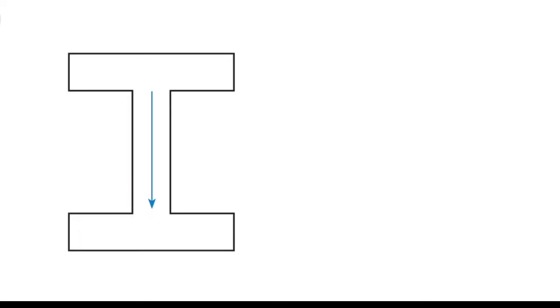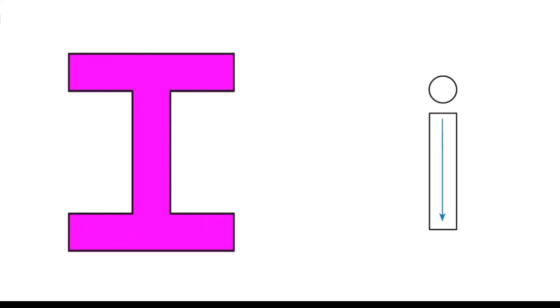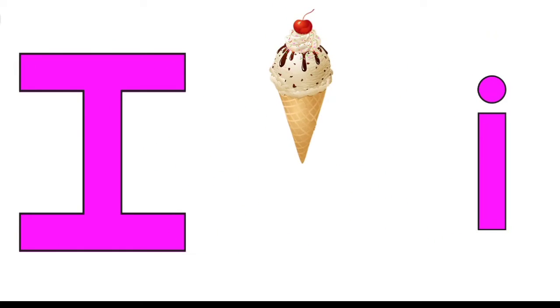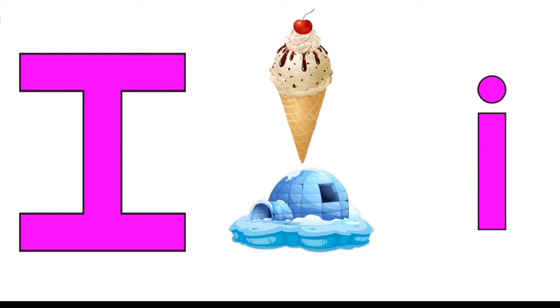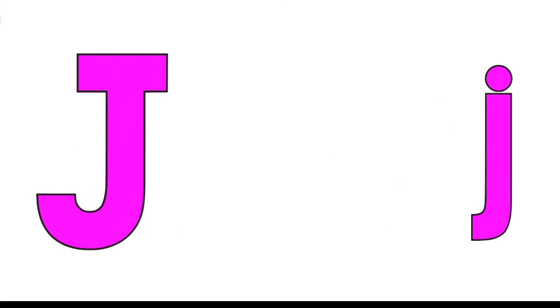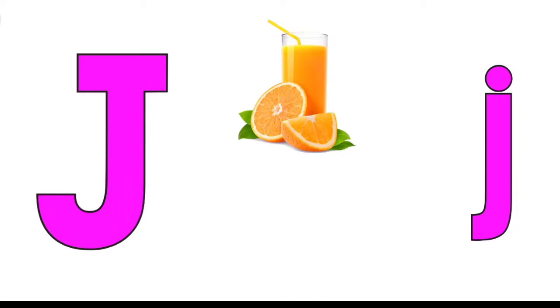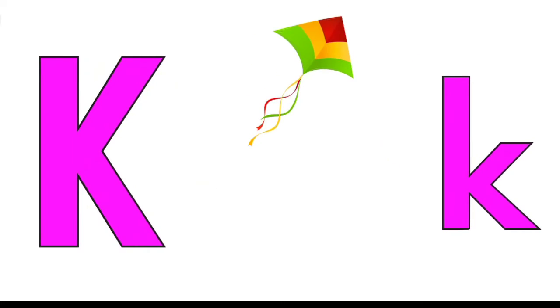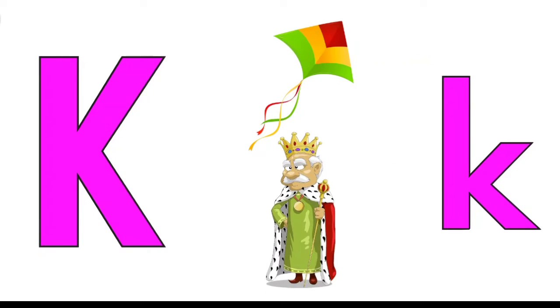I. I for ice cream. I for igloo. J. J for juice. J for jug. K. K for kite. K for king.